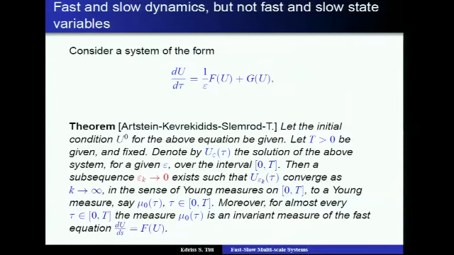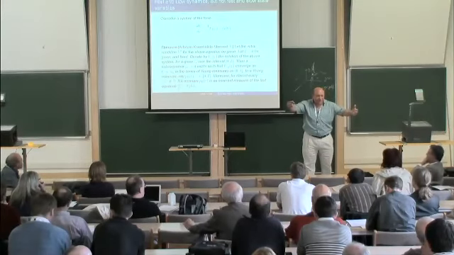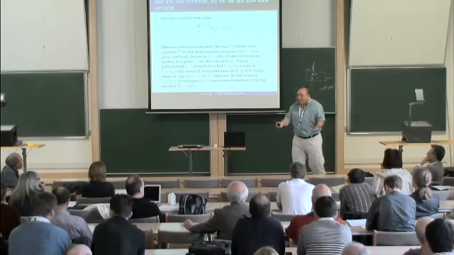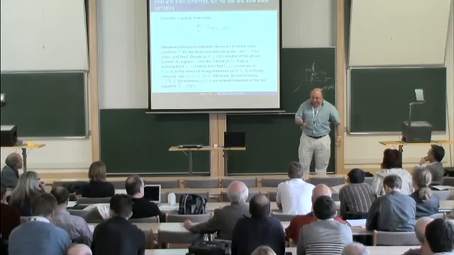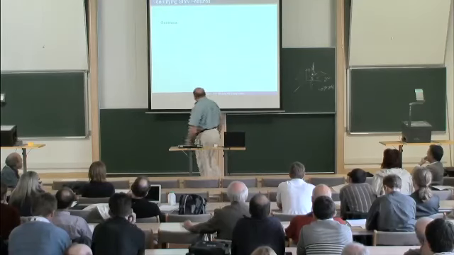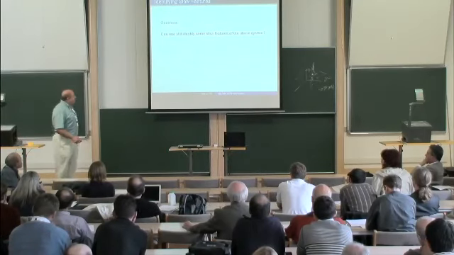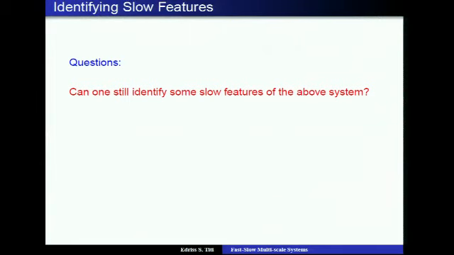Moreover, for every fixed time, this limit, which is a measure, happens to be an invariant measure for the fast part. See, there's the fast dynamics and the slow dynamics. It is an invariant measure for the fast dynamics. It's exactly the same structure that we had before. You converge. Now the question is, what can I do with this? Yes, I identified the limit, because I told you the first thing is basically I need to identify what the limit is. So the limit is a measure. Now, how can I use it to compute with? At the end of the day, I would like to compute with this quantity. So the question is, can one still identify some slow features of the above system?